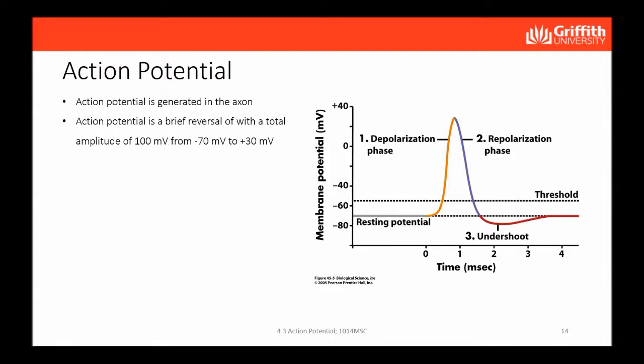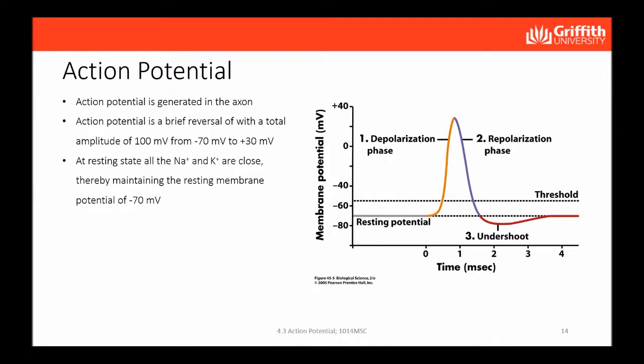Potentials are propagated along the axon. A single action potential is a brief reversal of the membrane potential, with a total change in the voltage of around 100 millivolts, from approximately -70 to +30 millivolts.